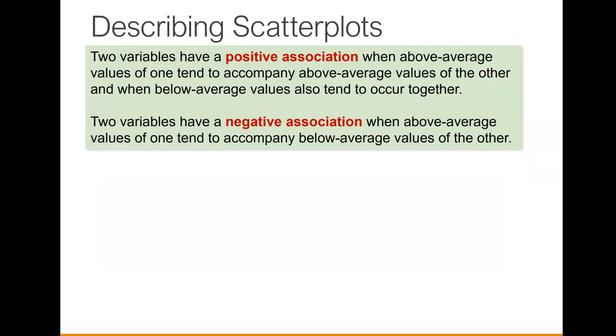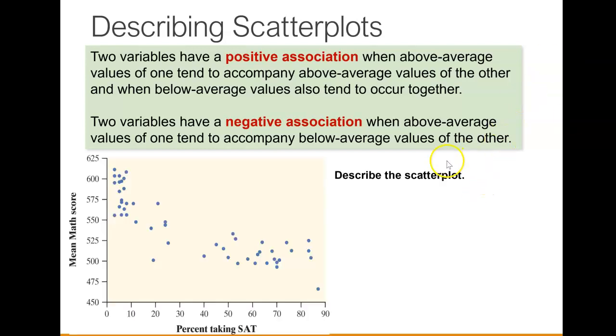So when we talk about direction, we're talking about whether the 2 variables have positive or negative association. So this one right here would have negative, because if you look, it appears to be going down as you move from left to right. Everybody agree with that? What is the shape or the form of this?